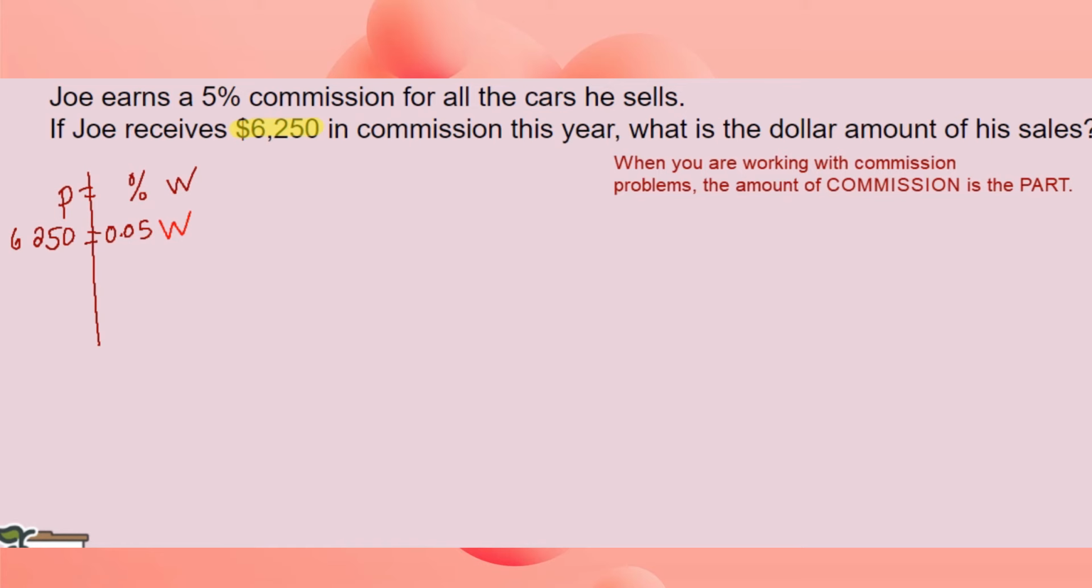So now we have to go ahead and solve for our variable. We have to isolate it by dividing by 0.05 on both sides of the equal sign, since the variable and the 0.05 are connected through multiplication. The inverse of multiplication is division. So I'm left with W on this side, and 6,250 divided by 0.05 is 125,000. Joe's car sales total was $125,000.